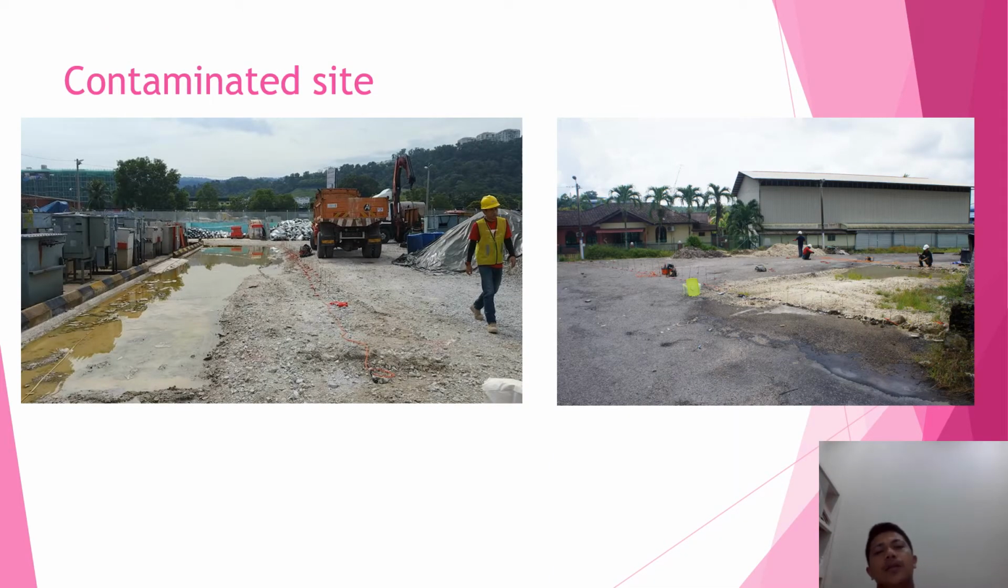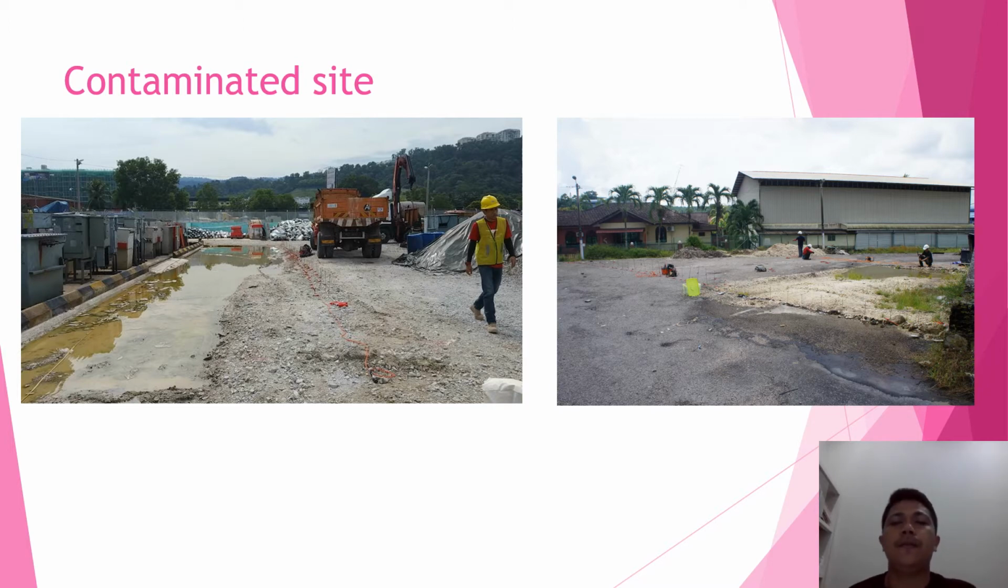Okay, let's start with the first example of contaminated site. So we have this on the left section, if I'm not mistaken, this is somewhere at Gombak. So we use a very close spacing here. If you can see here, the total length of survey line is around 20 meter, so you will get the information around 5 meter only.